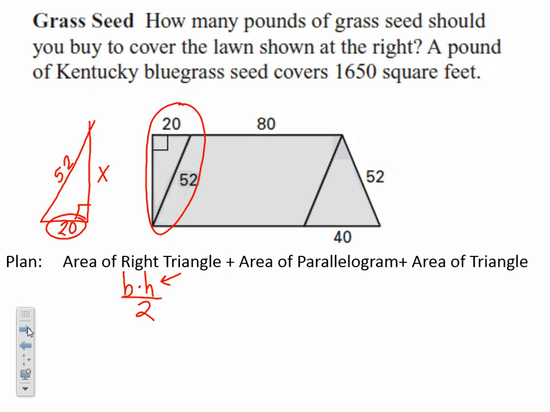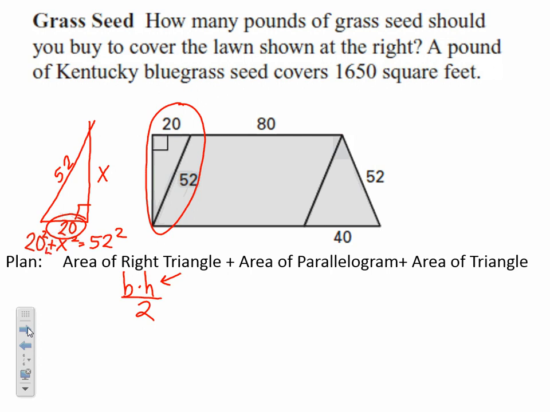Now remember we said the Pythagorean theorem was probably one of the most important things you ever learn in geometry? Here's where it keeps coming back. We need to use the Pythagorean theorem to help us solve for x. Okay, so how will we do that? 20 squared plus x squared equals 52 squared. And we solve for the x using the Pythagorean theorem.